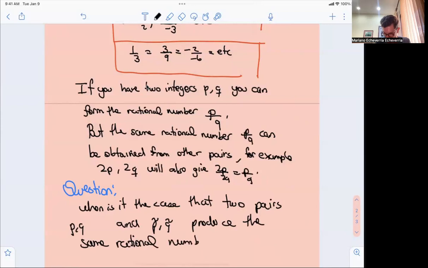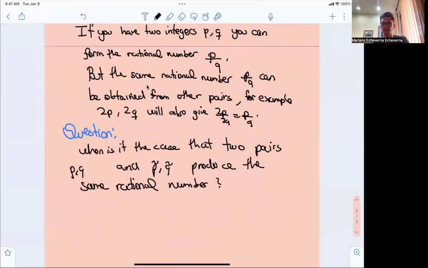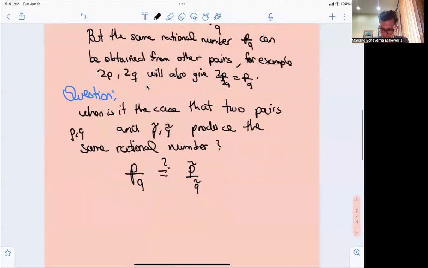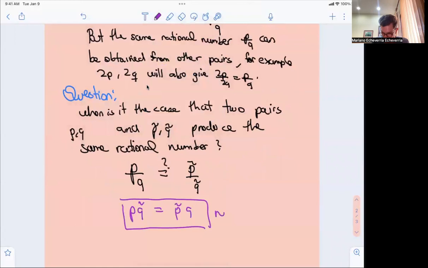So what I'm asking is, when is it that P over Q equals P tilde over Q tilde, right? I don't know if you remember when this equality between two ratios happens. Another way to re-express it is that you need P times Q tilde to be the same as P tilde times Q, right? Essentially, you cross multiply: multiply both sides by Q tilde and by Q.